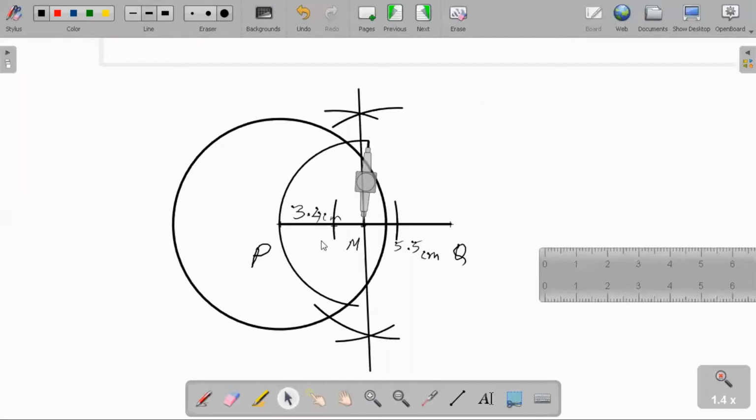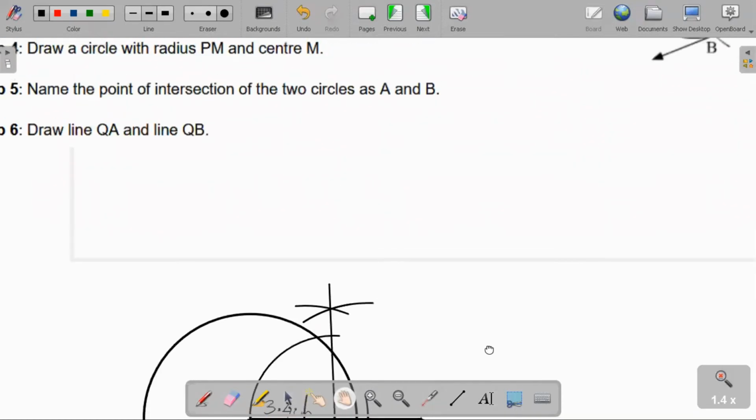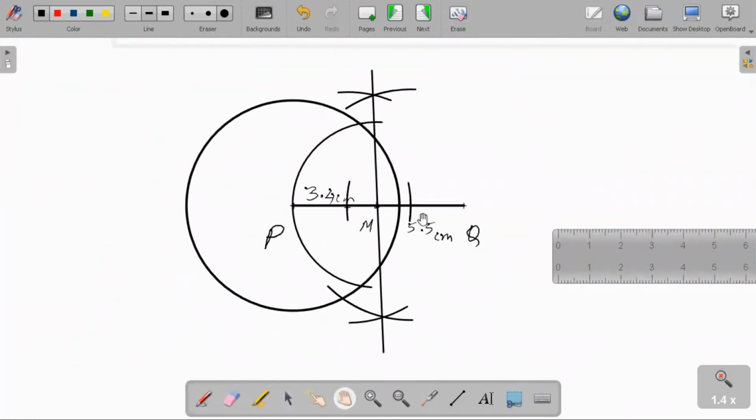We'll draw an arc that will cut the circle at 2 different points. So we'll name those points as point A and point B. This I'll name as point A, and this I'll name as point B. Now with the help of your ruler, you join QA and join QB.